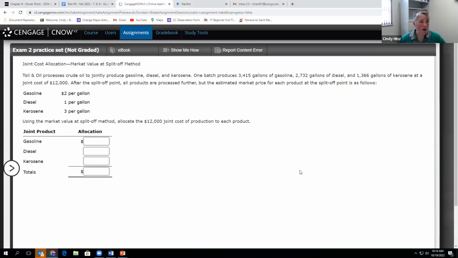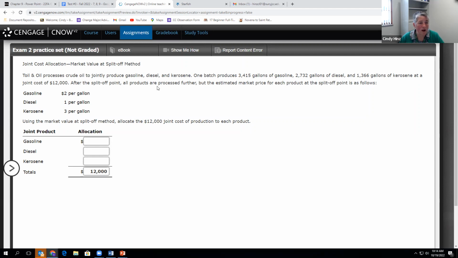Okay, on to our third approach, which is market value at split off. And so Toil and Oil, it's a cute name. Toil and Oil produces crude oil to jointly produce gasoline, diesel, and kerosene. One batch produces 3,415 gallons of gasoline, 2,732 gallons of diesel, 1,366 gallons of kerosene at a joint cost of $12,000. So again, we know it's that $12,000 that we're trying to allocate to each one of these three products.